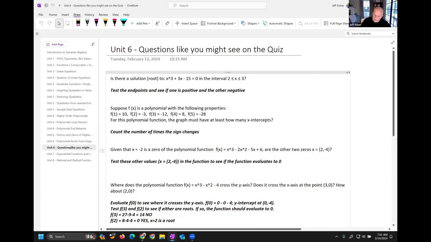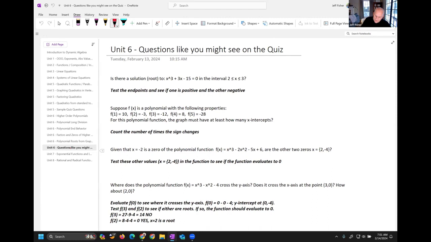Is there a solution to the higher order polynomial x cubed plus 3x minus 15 equals 0 in this interval? Well, what does it mean, solution? It means solution is where y equals 0.